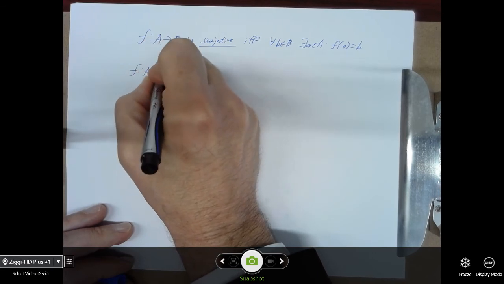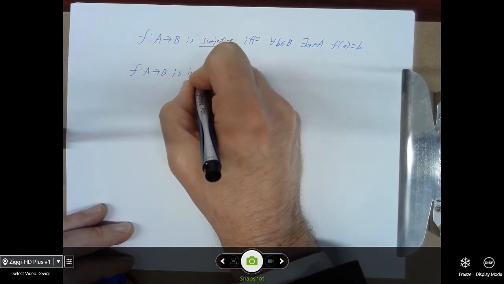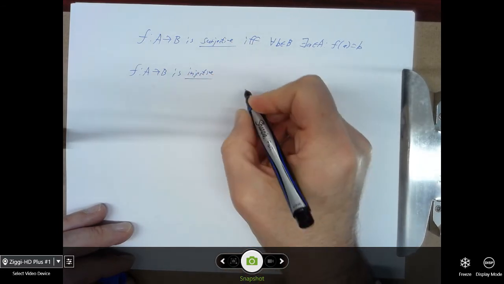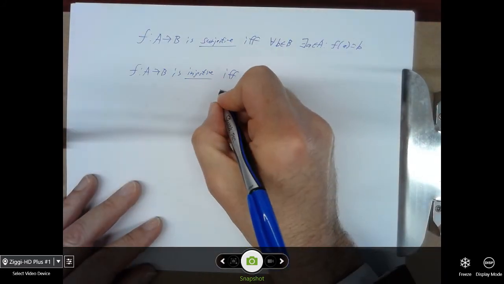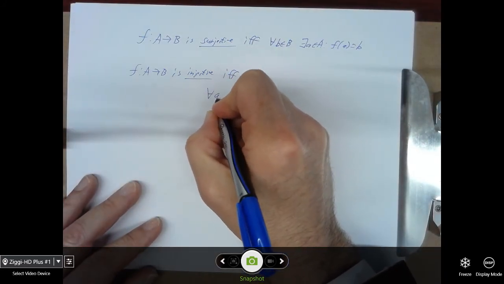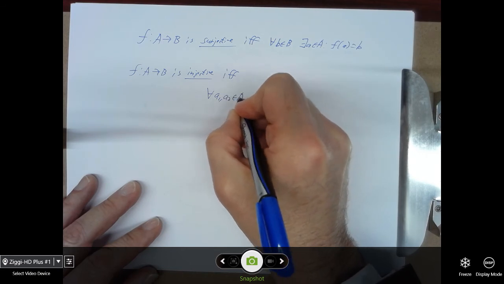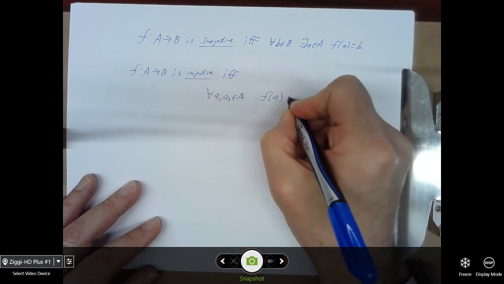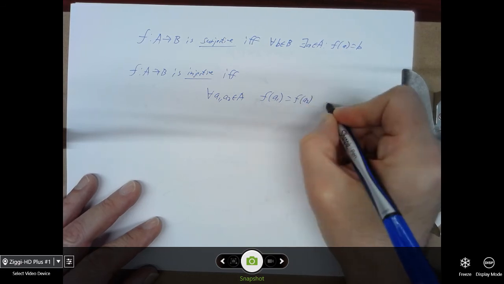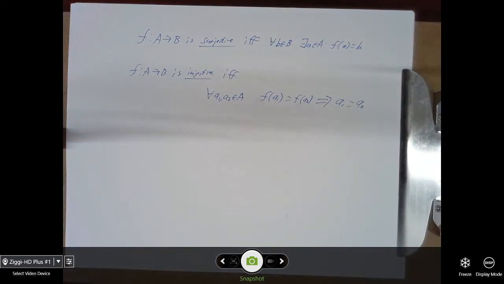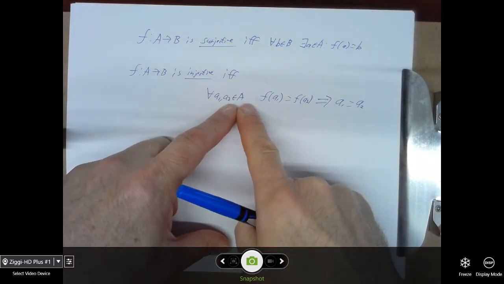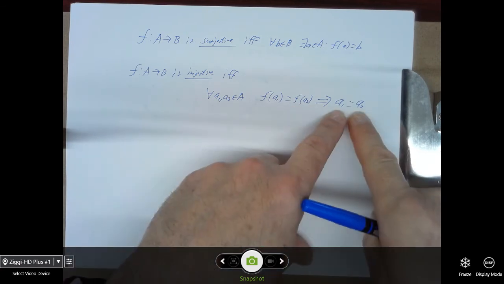f from A to B is injective if and only if the following is true. For all a1, a2 contained in A, f of a1 equals f of a2 implies a1 equals a2. That's the same thing as the pictures, but this is a more formal way of saying it. All that this means is for any 2 points in the domain, if they have the same value under f, they must be the same point.